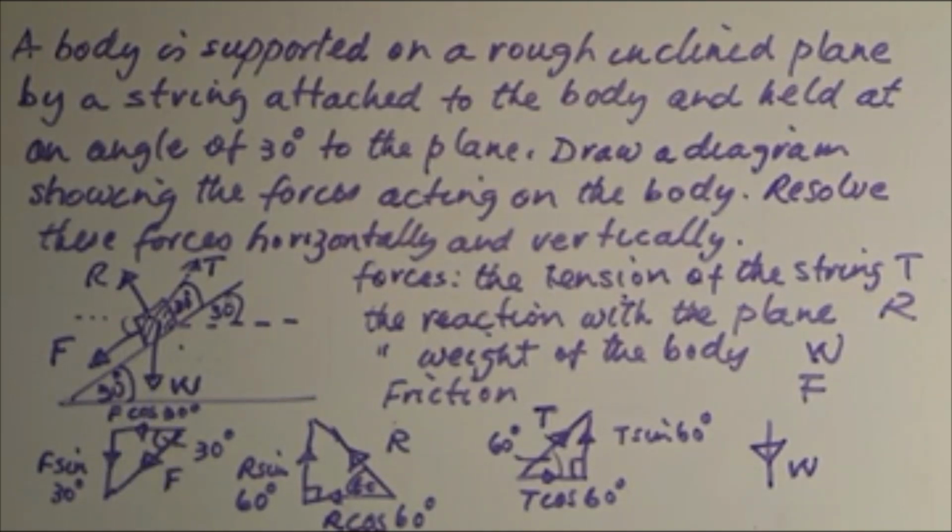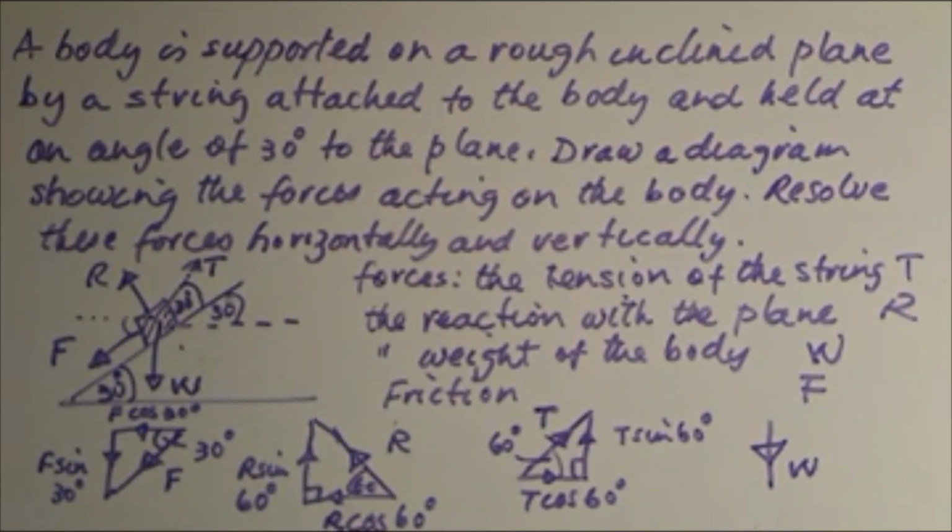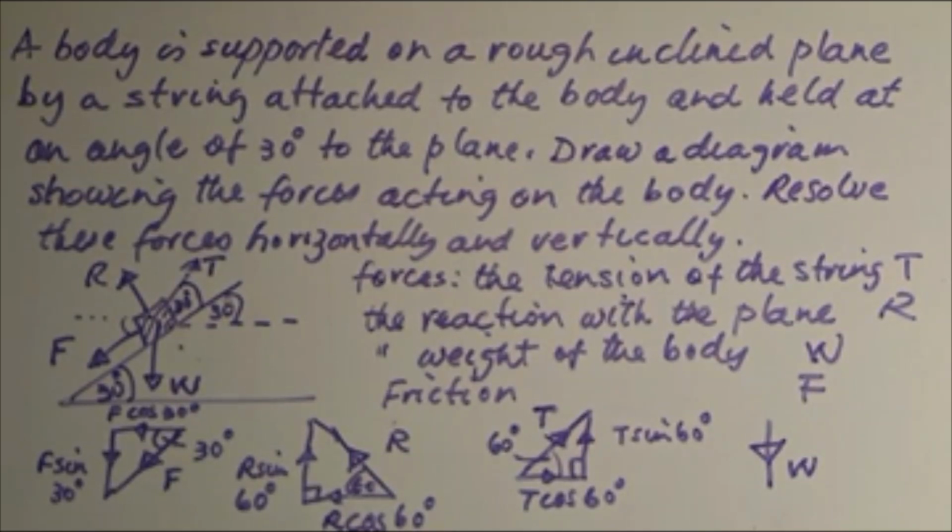Our forces acting on the body, we've shown that there are four forces acting: tension in the string, the reaction force of the slope on the body, friction acting down the slope, and the weight acting vertically downwards.